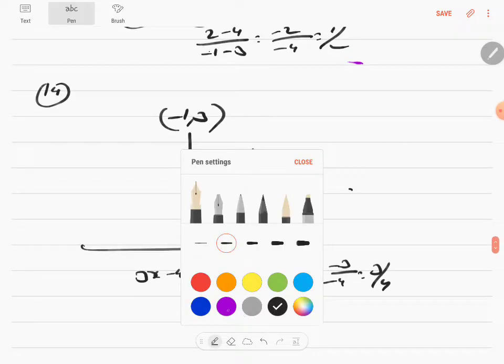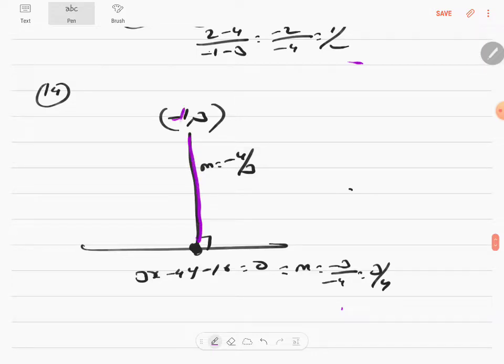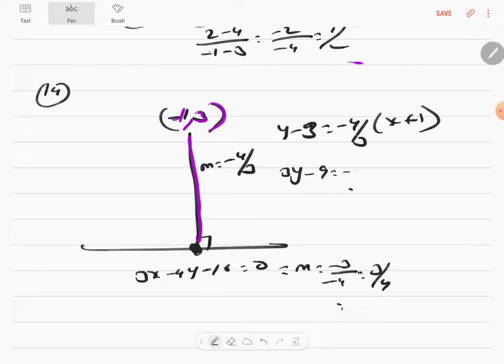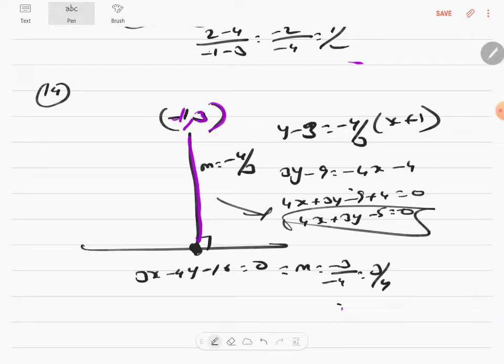And you know this line has got a slope of minus 4 by 3 and passes through the point minus 1 comma 3. So its equation will be y minus y1 is equal to m into x minus x1. Consolidating, 3y minus 9 is equal to minus 4x minus 4. 4x plus 3y minus 9 plus 4 is equal to 0. 4x plus 3y minus 5 is equal to 0 is the equation of this purple color line.